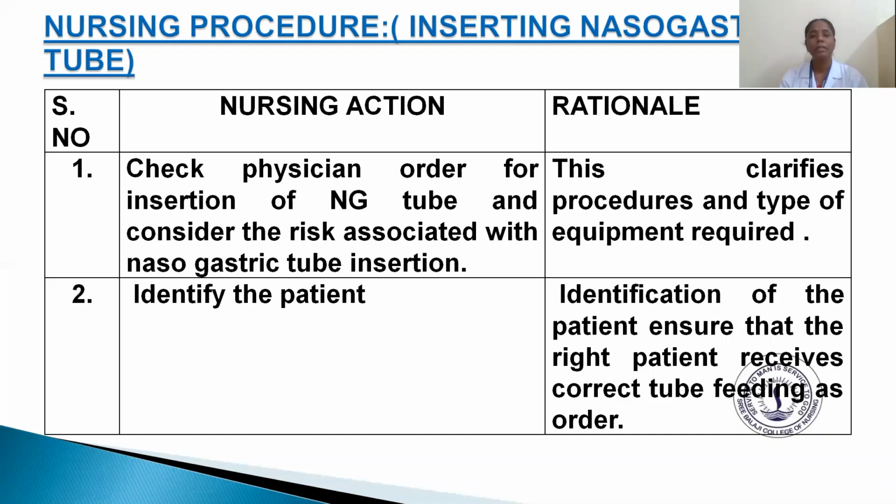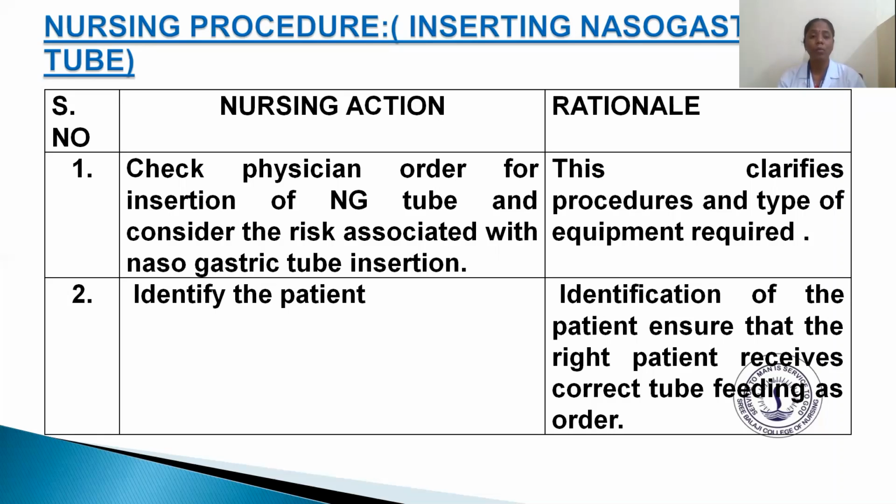Nursing procedure, inserting a nasogastric tube: nursing action and rationale. Check the physician order for insertion of the nasogastric tube and consider the risks associated with nasogastric tube insertion. First check the physician order, then you can administer the nasogastric tube. What is the rationale? This clarifies the procedure and the type of equipment required, because sometimes, if it is a pediatric patient, this is much clearer.